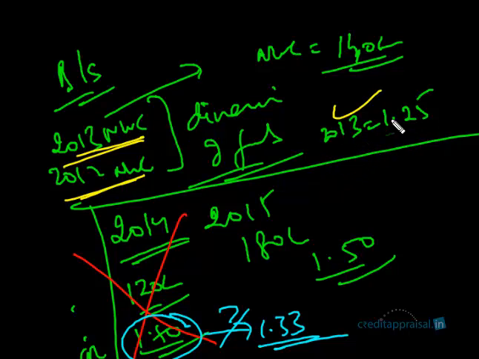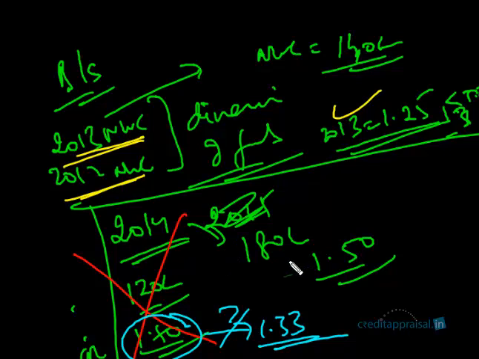Now the company is coming for enhancement of limits. So you ask the company, last year there was diversion of funds, and the current ratio in the current year is 1.25, which is below 1.33. Your situation is not good. How can we enhance the limit? Then the company will say, look at the projected financial figures. For the next year, our NWC will increase to 180 lakhs, and the ratio to 1.5.